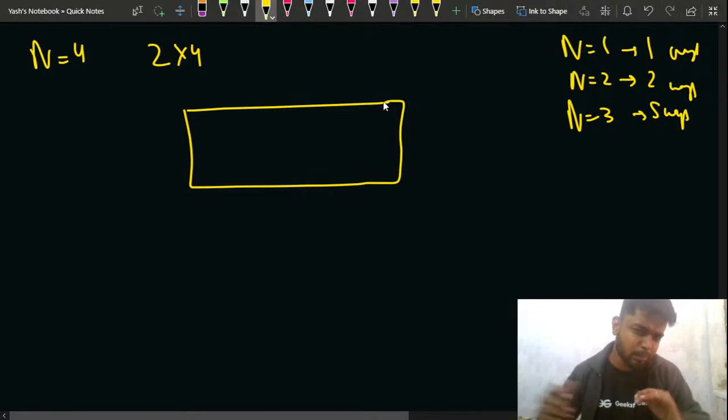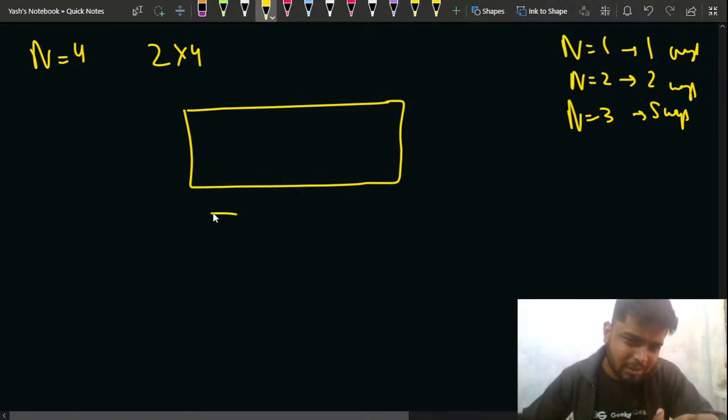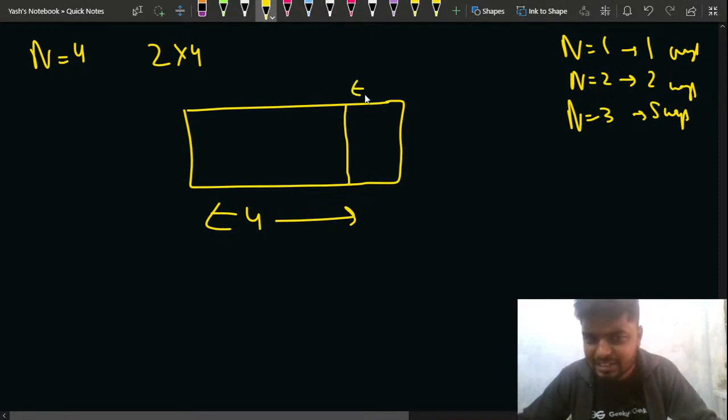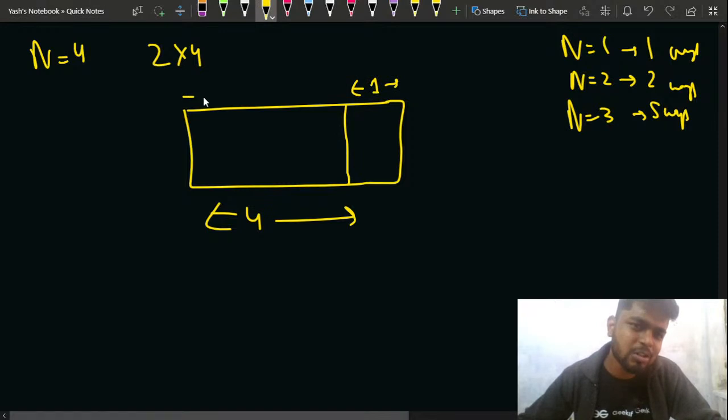How do you break your problem? Like if n is equal to 4, so this is 4, right? So now the question comes that how will you do it? Can I say that I can break it? If I make this much length as 1 and this much length is n minus 1, can someone tell me what will be the answer for this case?